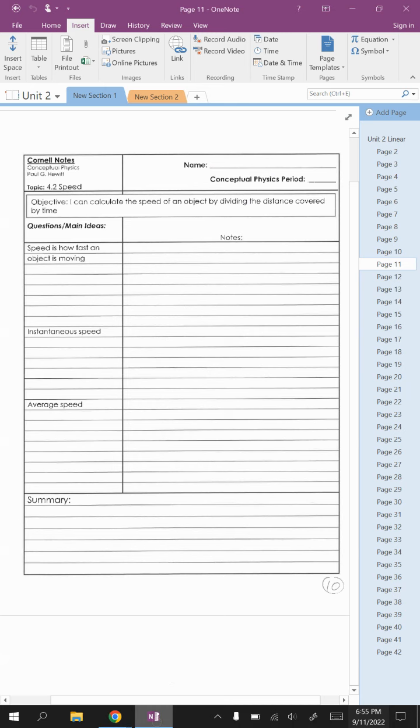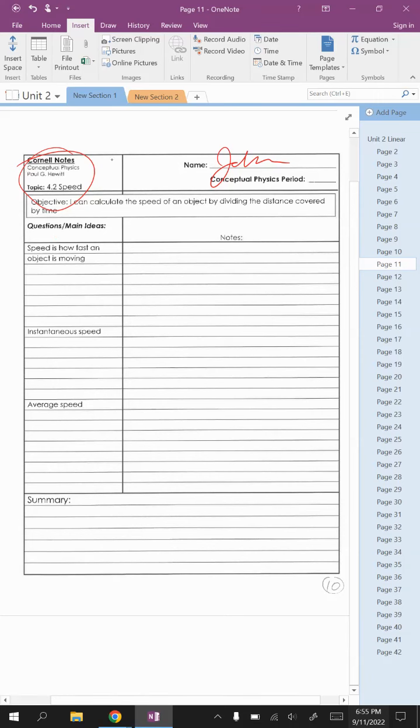Okay, so a little bit on Cornell notes here. It's a pretty easy way to get you guys into the material, look back at it, and actually study from it. This is the text we're using, and this section is 4.2. I put the objective in here. This is what you're supposed to get out of it: you can calculate the speed of an object by dividing the distance covered by the time.